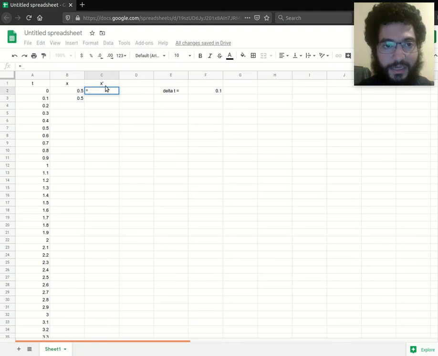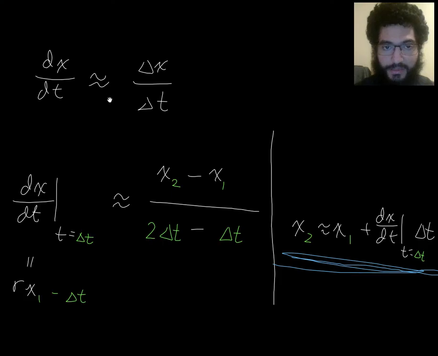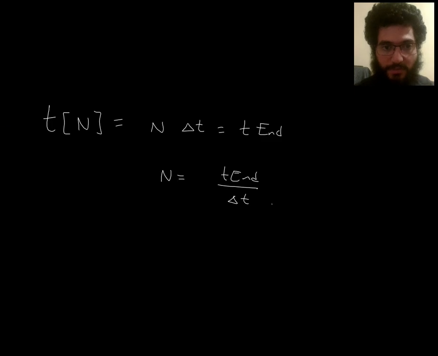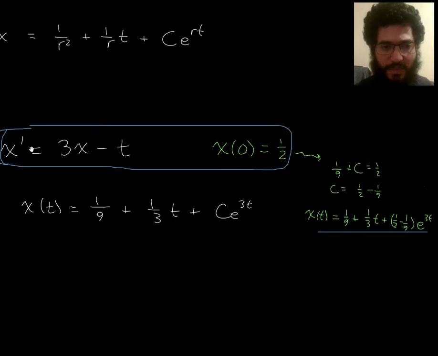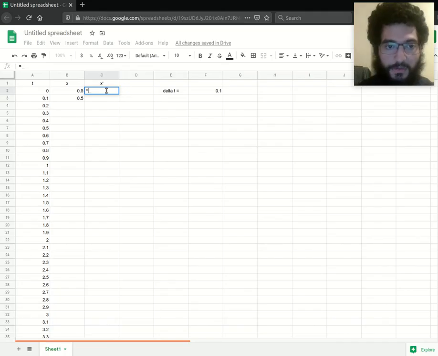So x prime, now this part is not an approximation. This is exactly correct. According to the differential equation over here, x prime is always 3x minus t. That's what this differential equation says. So it's going to be 3 times whatever x is minus whatever t is. Now let me drag this down so that it fills in.